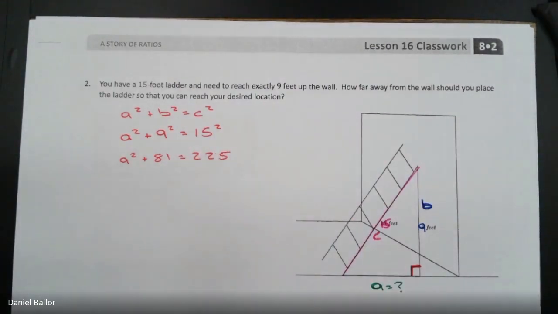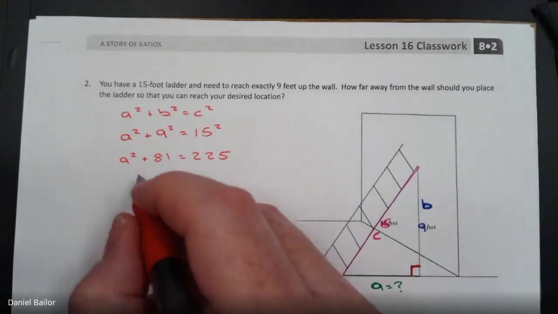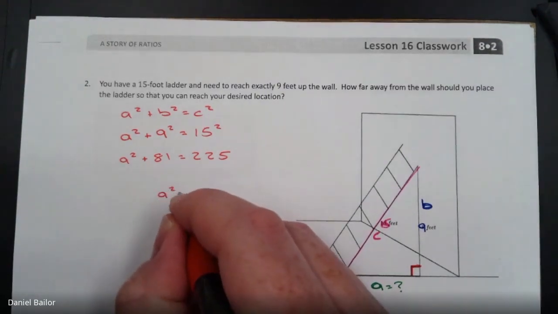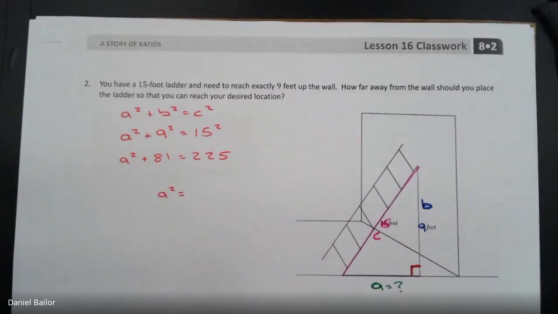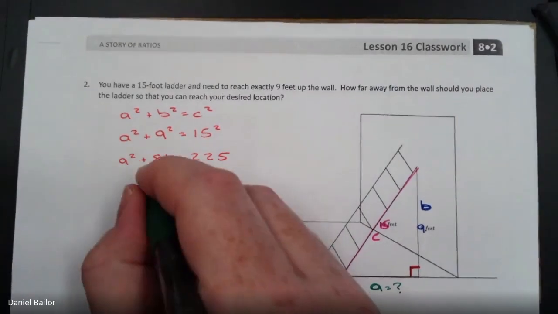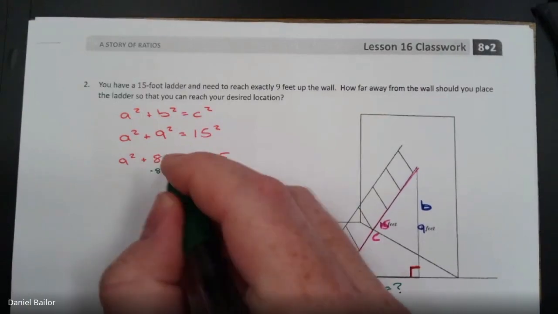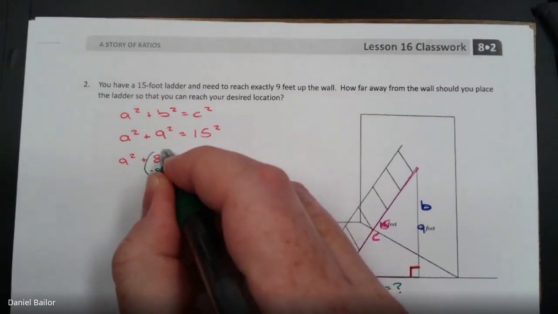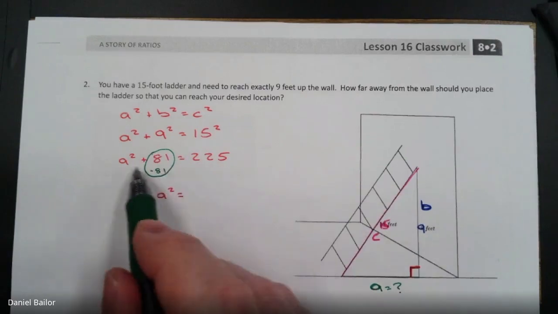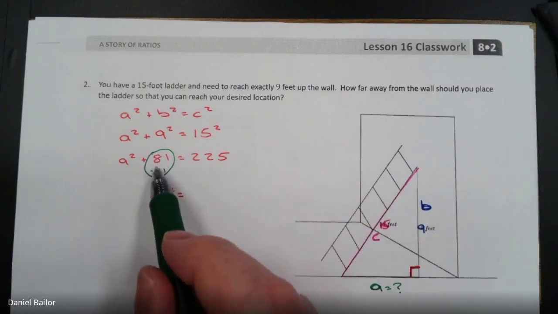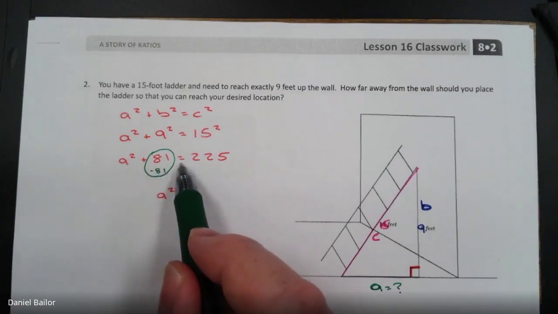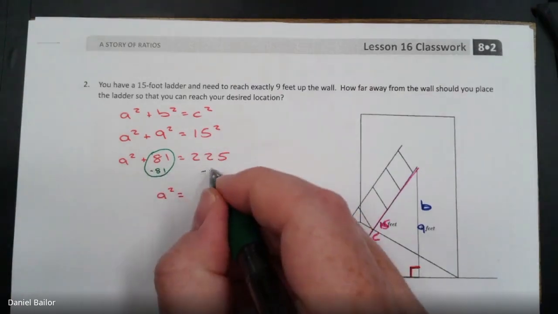Now we need to isolate the a squared. Remember, we want a squared all by itself. This 81 is in the way, so get it out of the way. Do minus 81, because 81 minus 81 is 0, and a squared plus 0 is a squared. But if I change this side, it has to stay equal, so I need to do this side also.